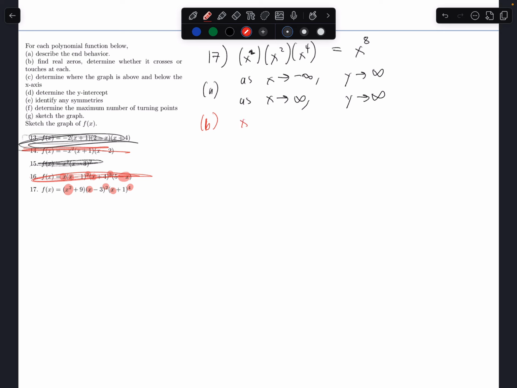Real zeros. So let's take a look. What are the zeros? First of all, x squared plus 9 has no real zeros, because there's nothing you could plug in for x that's going to give you a negative 9 to make this 0. This one, x minus 3 squared, gives you a zero of 3. And this one gives you a zero of negative 1. Both of these have even multiplicities, so that means both are touches.